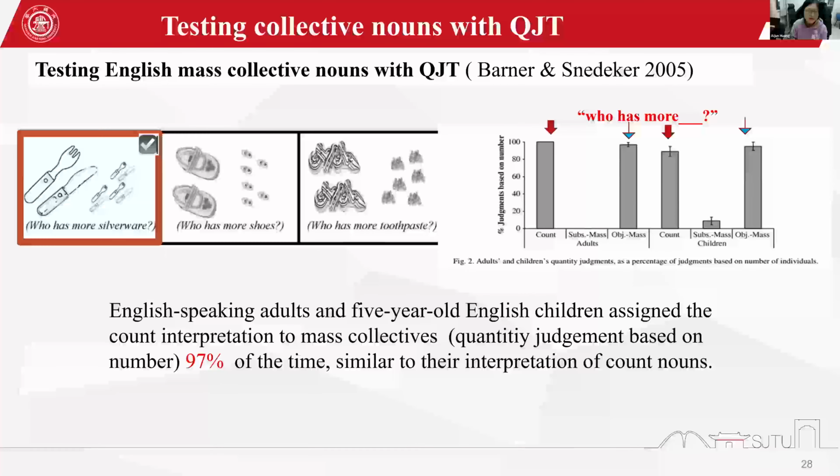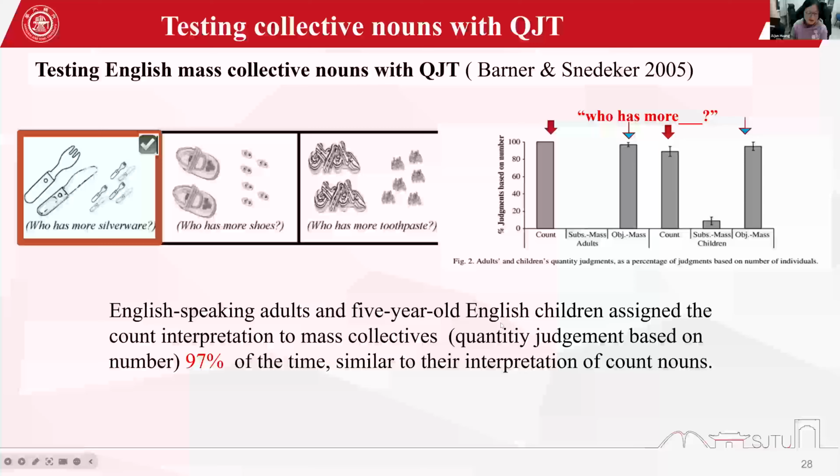The quantity judgment task is also used to test English mass collective nouns like furniture or silver. Again, we have two characters. One character has a big fork and a knife, and the other character has many more forks and knives, but smaller ones. Then the participants were presented with a sentence like, who has more silver? They used the same design to test the participants' interpretation of count nouns, like who has more shoes, or mass nouns, like who has more toothpaste.